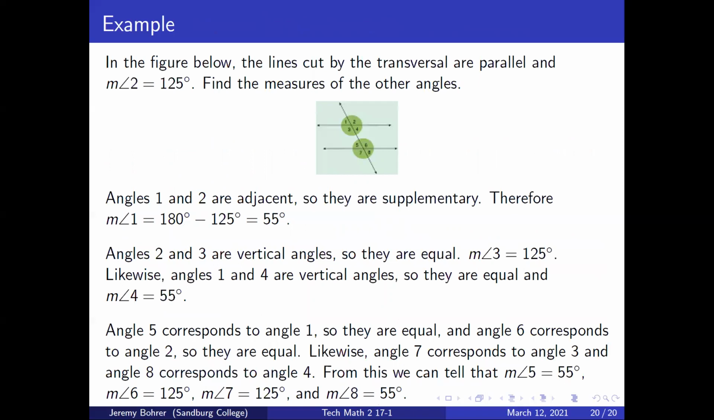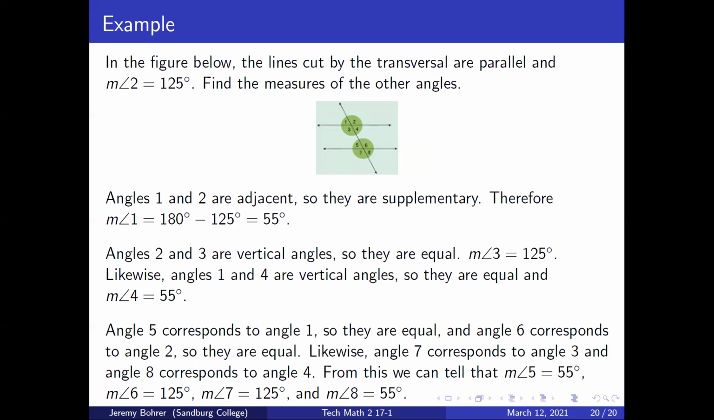In the figure below, the lines cut by the transversal are parallel, and the measure of angle 2 is 125 degrees. Find the measures of the other angles. Angles 1 and 2 are adjacent, so they are supplementary. Therefore, the measure of angle 1 is equal to 180 minus 125 degrees, which is 55 degrees. Likewise, angles 2 and 3 are vertical angles, so they are equal. The measure of angle 3 is 125 degrees.